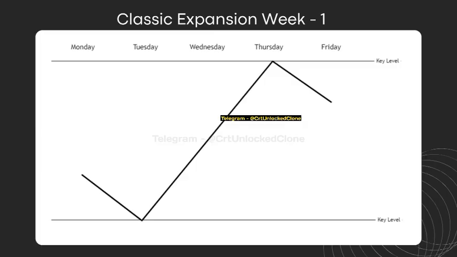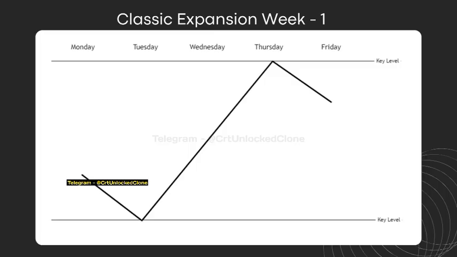Now with this weekly profile, price forms the high or the low of the week, particularly on Tuesday, right? More often than not, you're going to see that the low or the high of the week is formed on Tuesday. Now, for bearish scenarios of this weekly profile, it's the exact opposite of this example shown. In a bearish classic expansion weekly profile, the high of the week is formed on Tuesday, and then the low of the week is formed on Thursday or Friday.